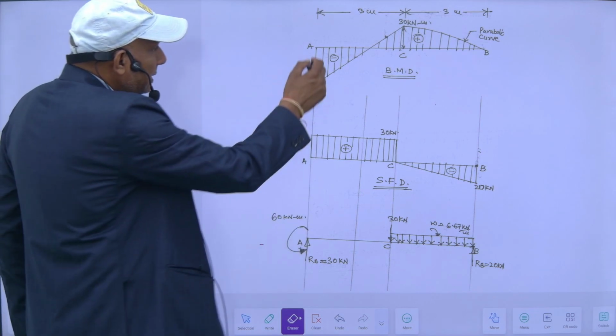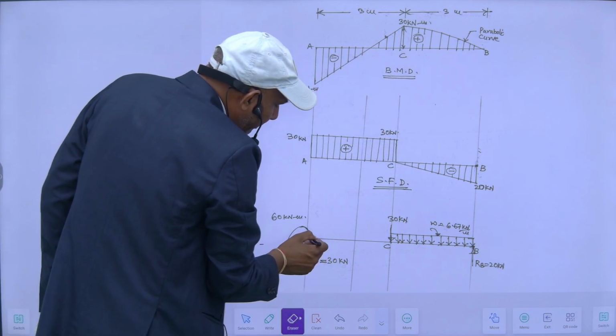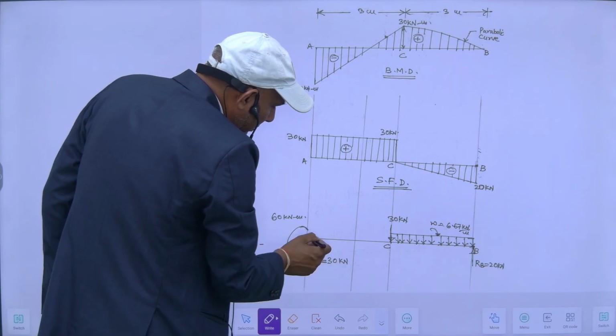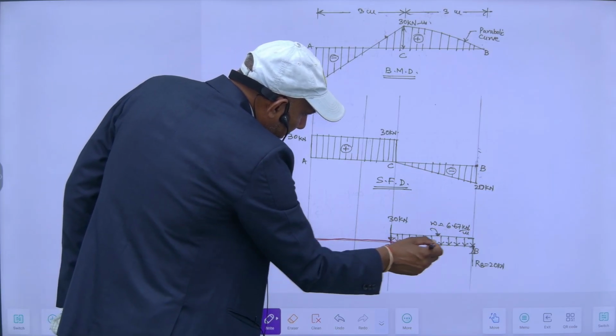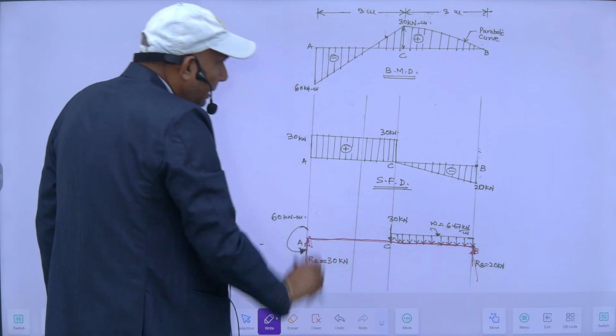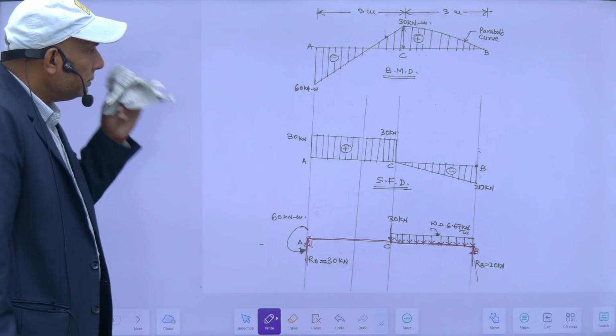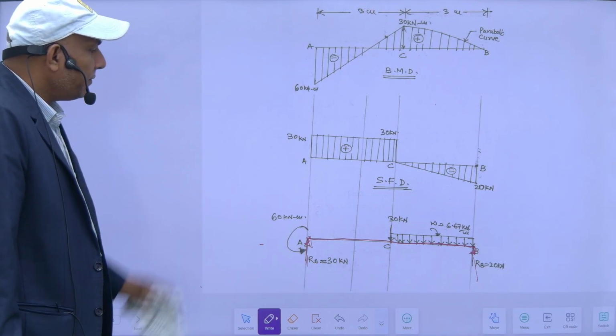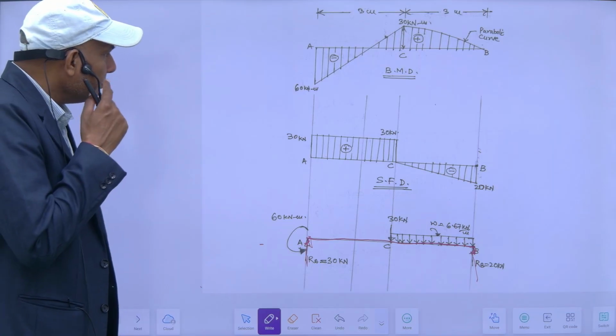So this is a simply supported beam. This is the line diagram, A and B are simply supported, and I have to draw its shear force diagram and loading diagram.